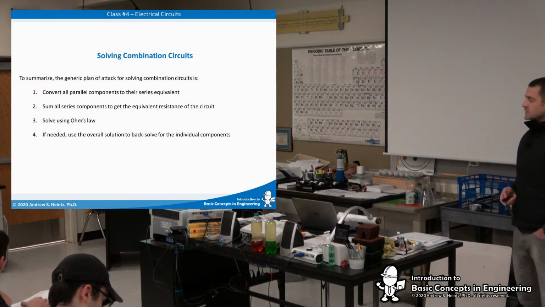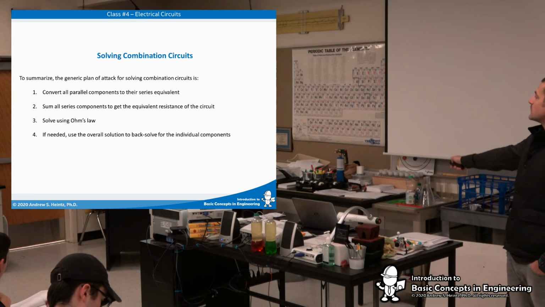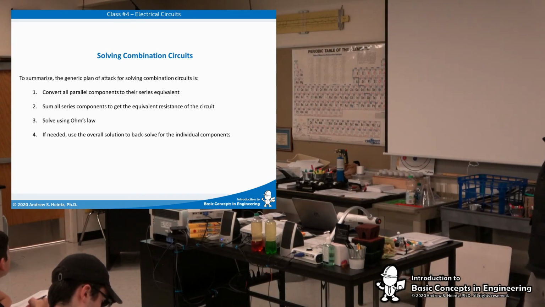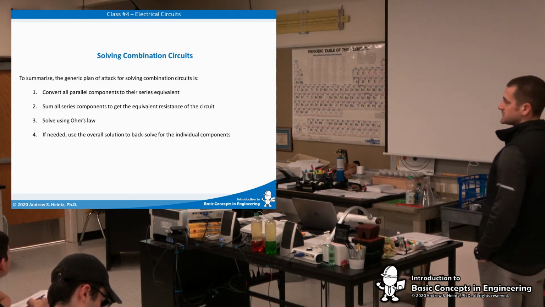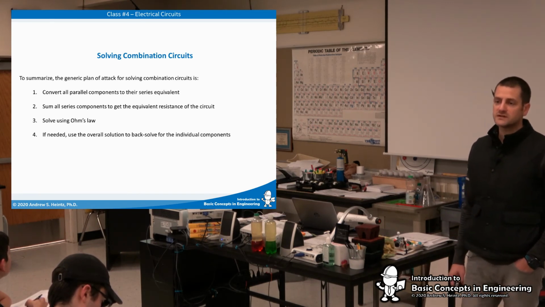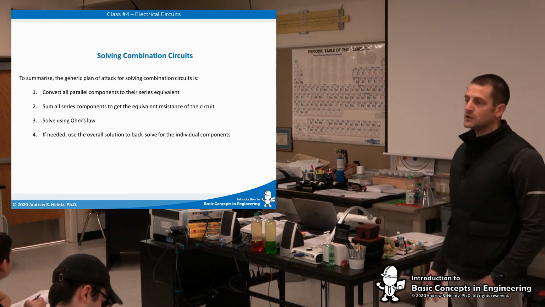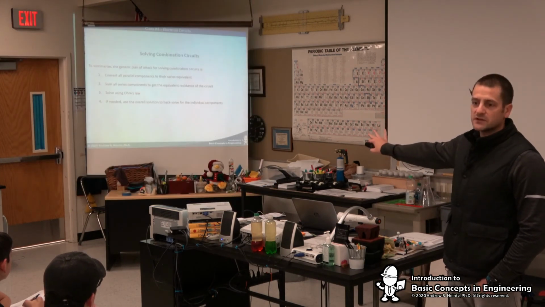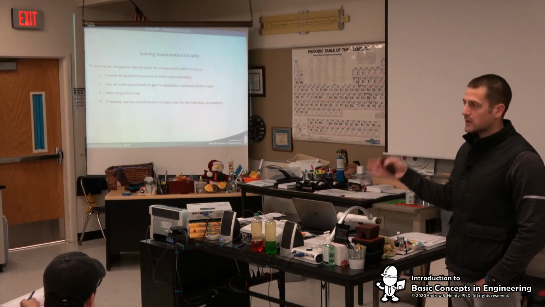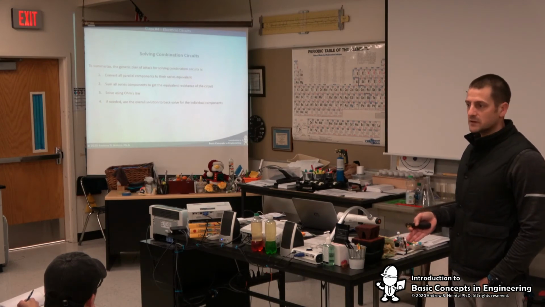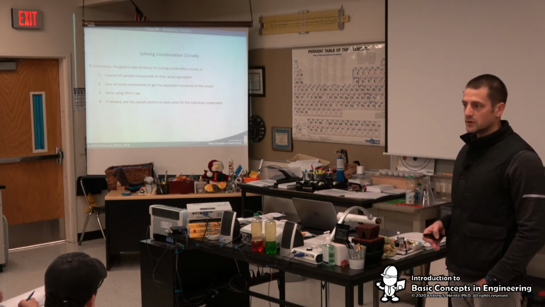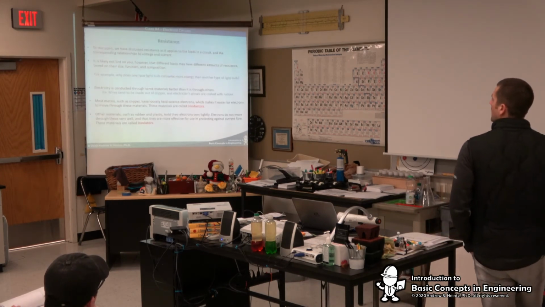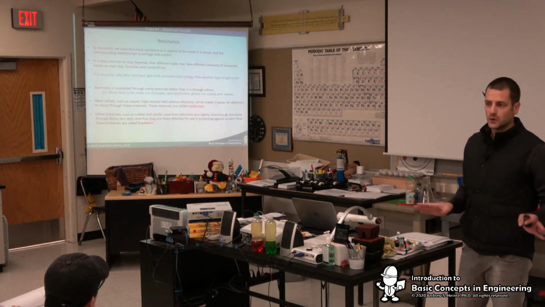All right, so just to summarize, the generic plan of attack for solving a combination circuit is convert all the parallel components to their equivalent series, sum all the series, solve using Ohm's law, and then if needed, you can use the overall solution to back solve for the components. That's the plan of attack for every single circuit you're going to see, no matter how complicated. If possible, make all your parallels series, sum up your series, solve for your current, and then back solve. Clear as mud? Awesome.